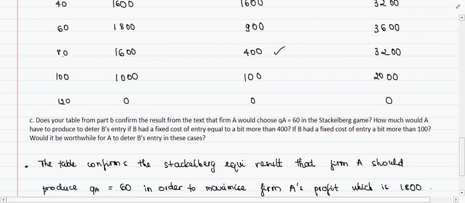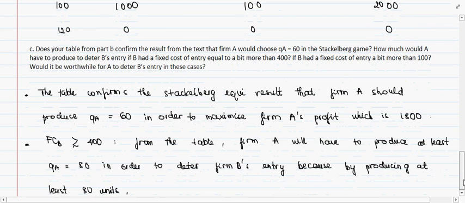Okay, so by producing 80 units of output, firm B now will be able to get a profit of 400 or lower. Okay, so I say at least basically means firm A can choose to produce more than 80, and the more firm A produces, the lower the profit firm B is going to get. Okay, so therefore at least firm A will have to produce 80, because if firm A produces less than 80, firm B will start making more profit than the cost of entry, and firm B is going to enter the market.